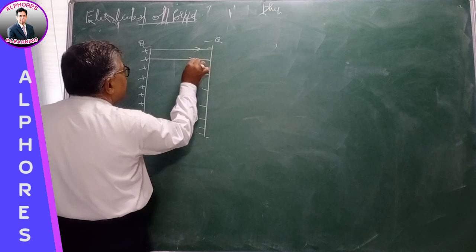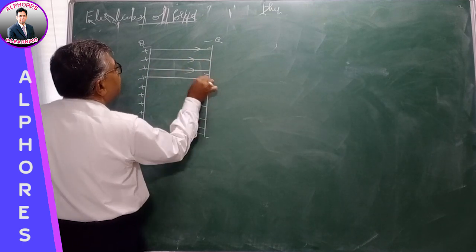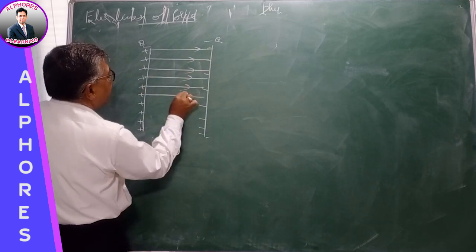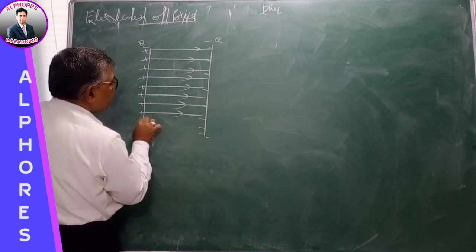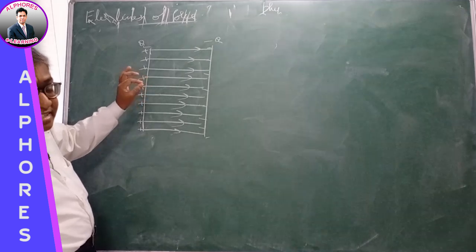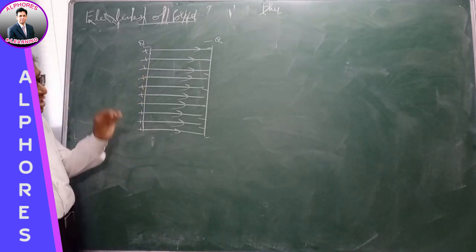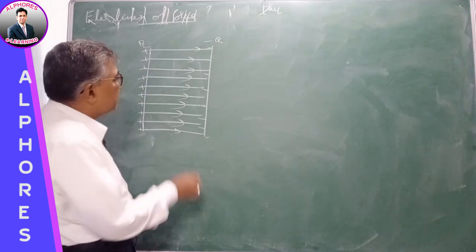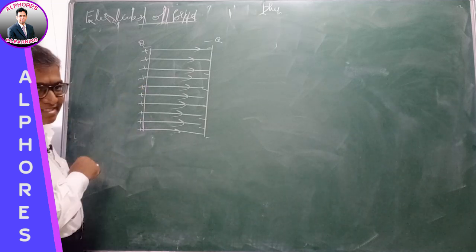The lines of force are parallel and uniform, equidistant, separated by equal distance. A uniform electric field will be produced. The pattern of the electric field is like this.